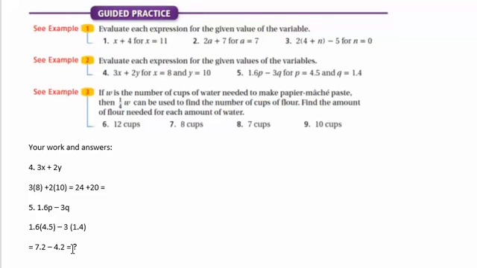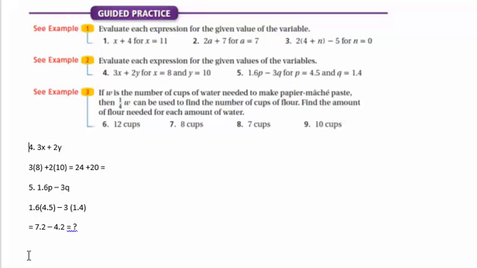Now, number 6 is a word problem, but it's not too tricky of a word problem. We just have to work out exactly what they're asking us to do. So it says if W is the number of cups of water needed to make paper mache paste, then 1/4 times W, remember when you write a number next to a variable, it's multiplication. So this means 1/4 times W can be used to find the number of cups of flour. Find the amount of flour needed for each amount of water. So in 6, 7, 8, and 9, they're giving us the amount that we will use for our W.